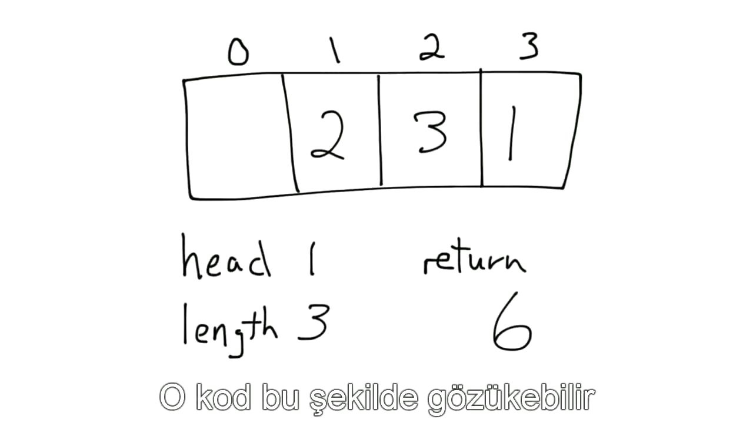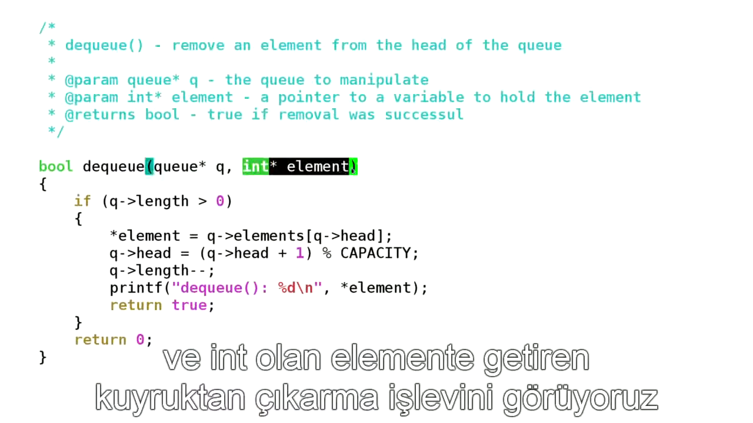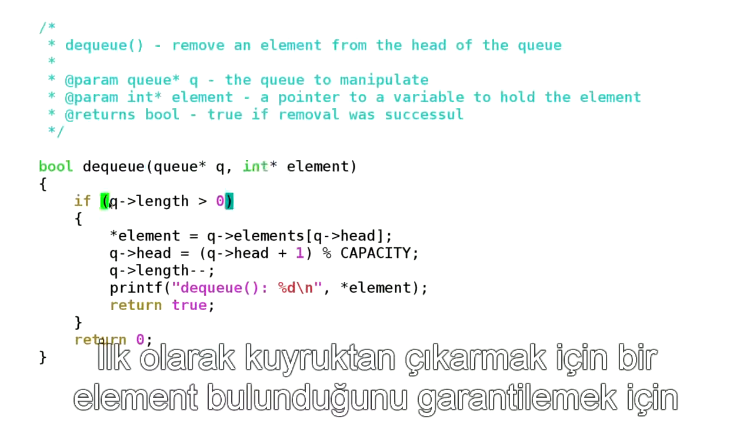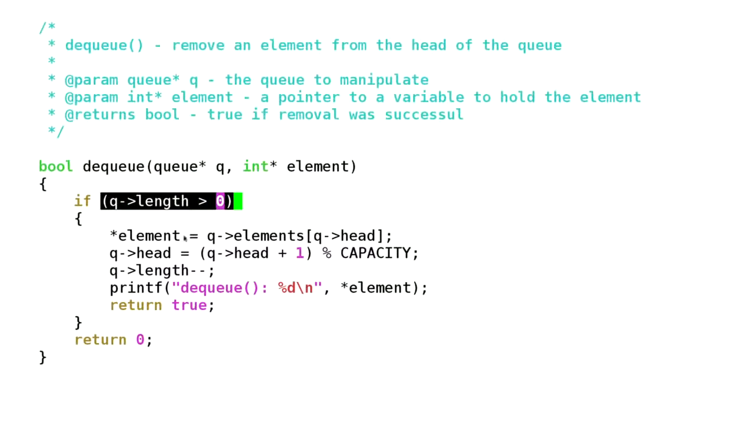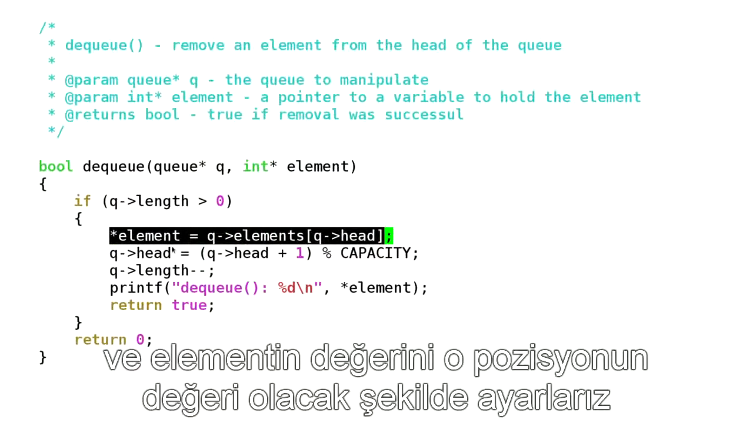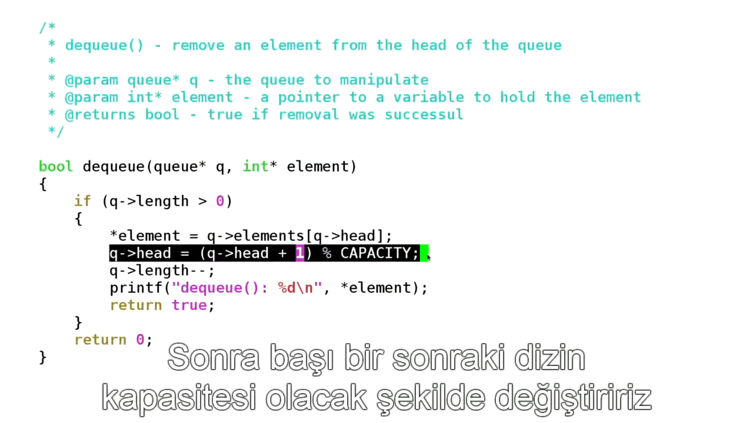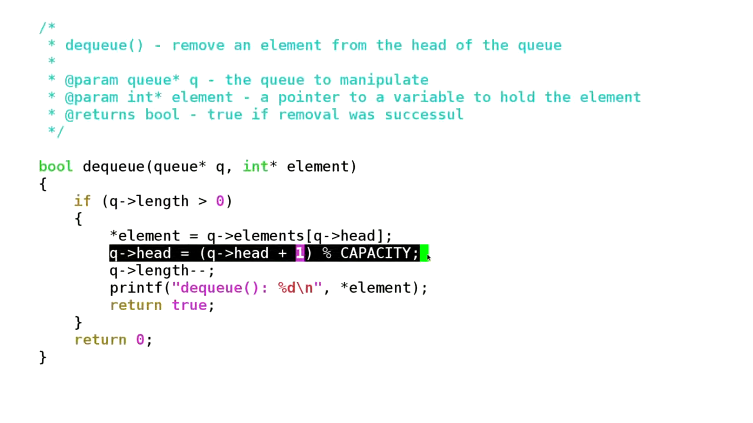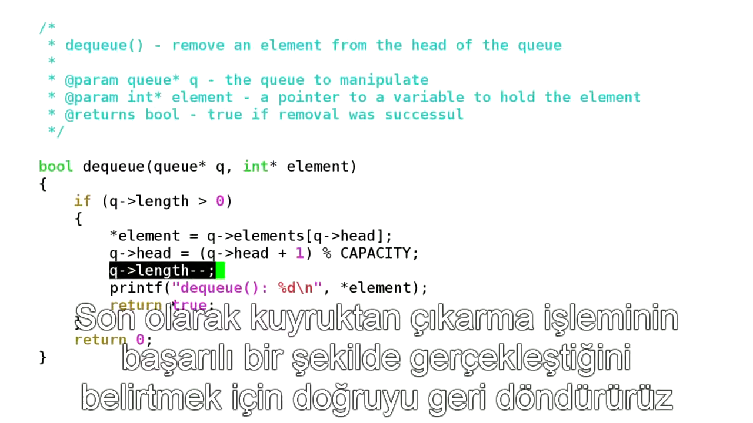That code might look like this. Here we have the dequeue function, which takes a pointer to the queue, q, and a pointer to the element, which is of type int. First, we check the length of the queue to make sure it's more than 0, to ensure that there is an element to be dequeued. Then, we look in the elements array at the position head and set the value of element to be the value at that position. Then, we change the head to be the next index modulus the capacity. We then reduce the length of the queue by 1. Finally, we return true to indicate that the dequeue was successful.